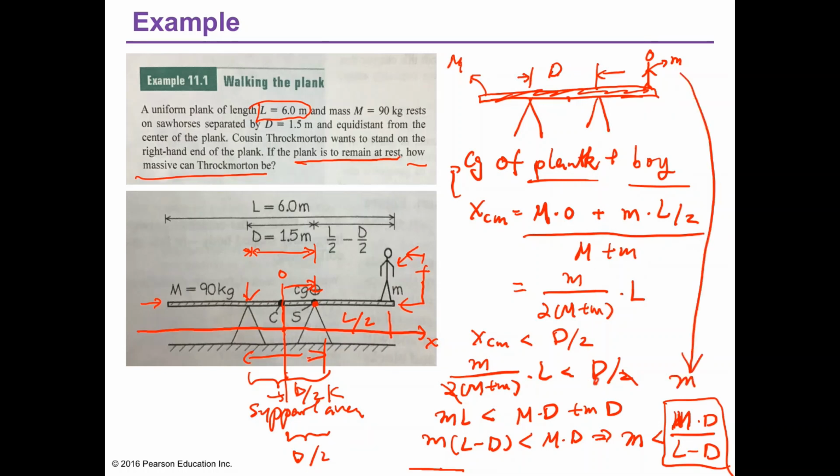That would be the m max that the little boy can be, such that this plank doesn't tip over. Okay, this is one way of doing this example. There's actually another way of doing it. We can use torque to figure out how to put this system in equilibrium. I'm going to show this in the next slide.